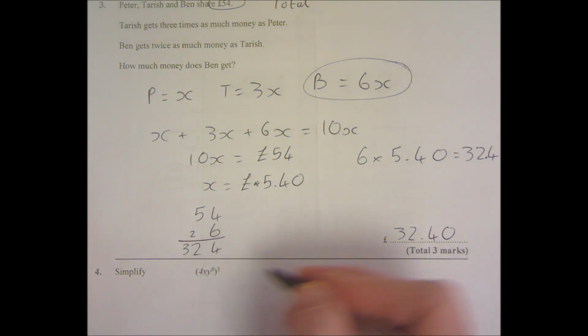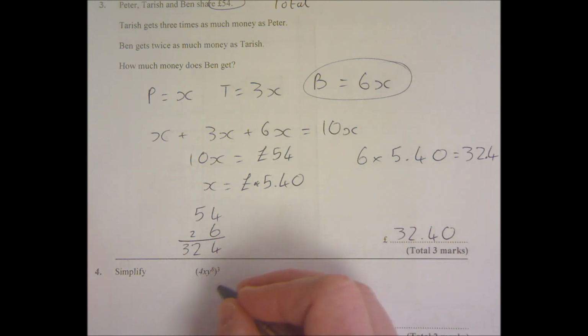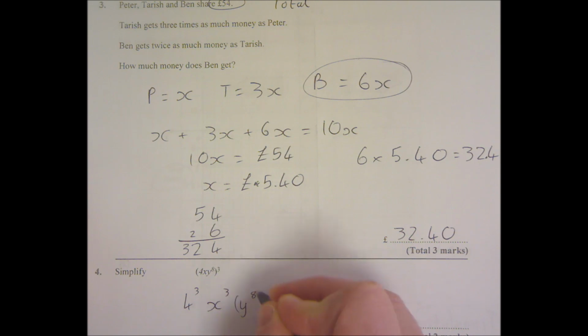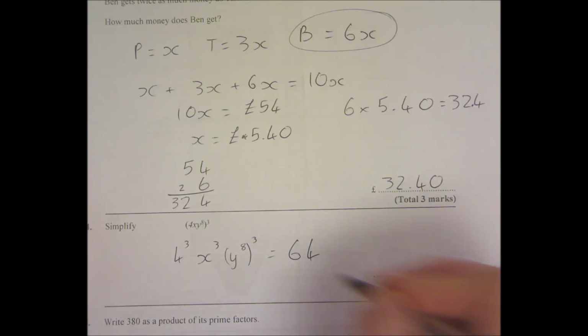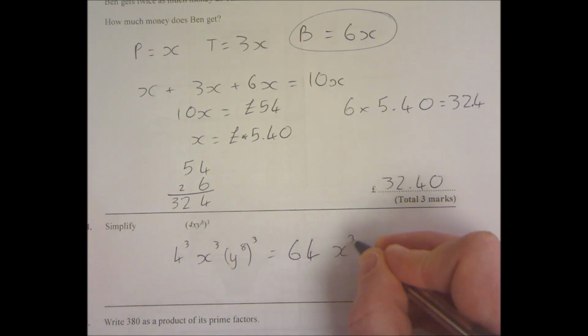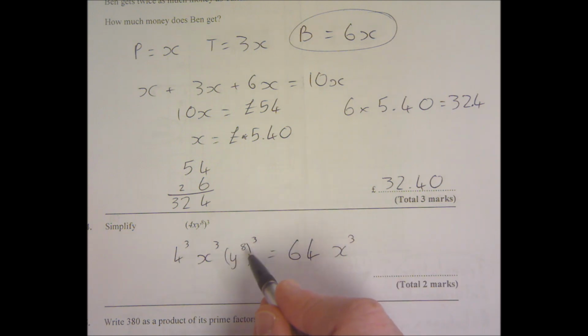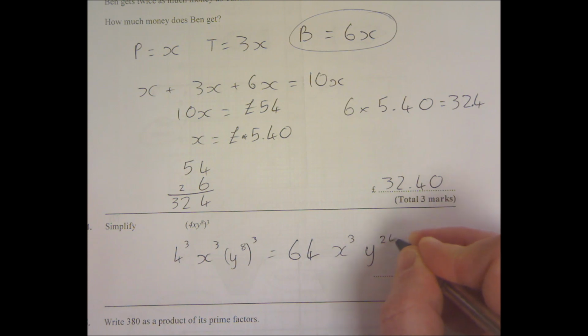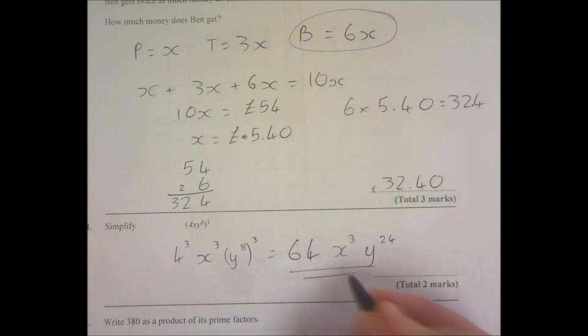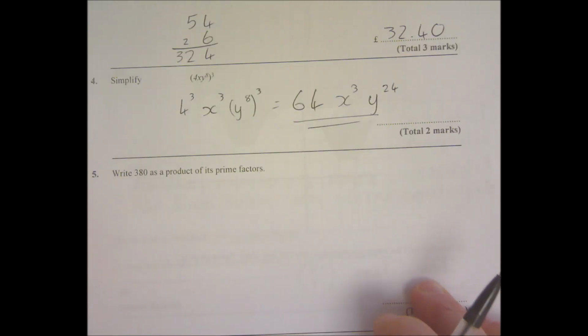Question 4. We've got 4xy^8 cubed. So that means I'm cubing everything. So I've got 4 cubed, I've got x cubed, and I've got y^8 cubed. If I cube the 4, I get 64. If I cube the x, I've got x cubed, and y^8 cubed. Using my index laws, I'm multiplying those, so it's y^24. And that would be my final answer.